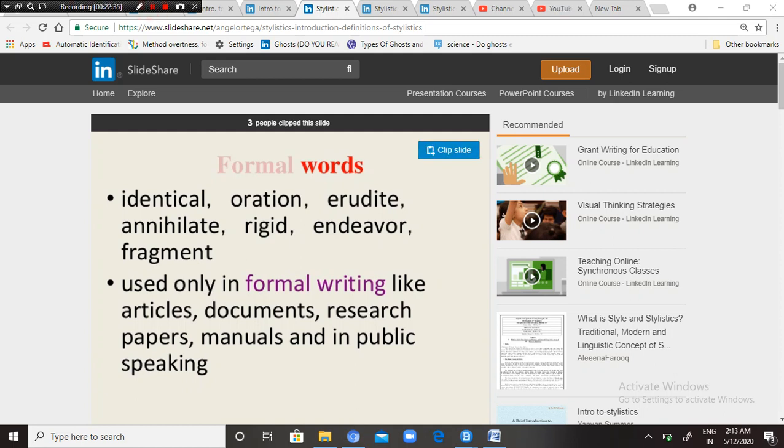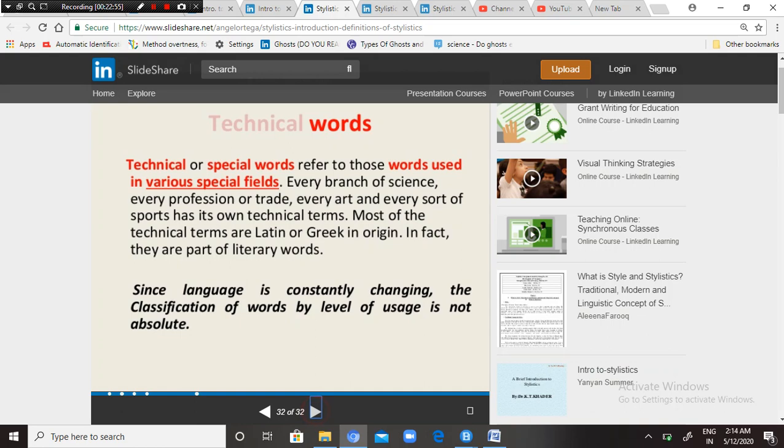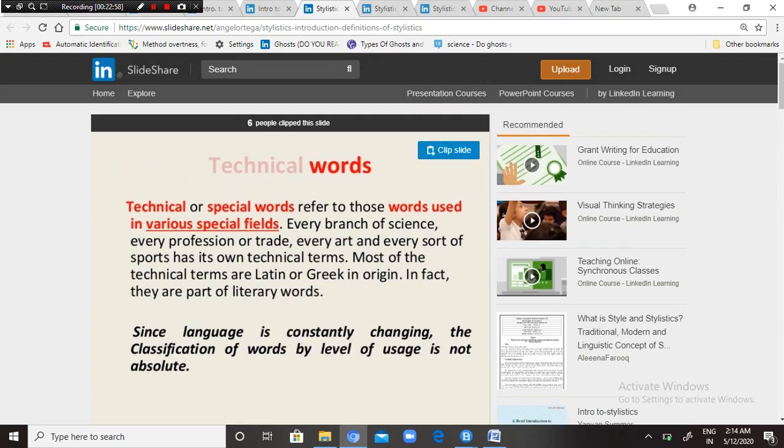Used all in formal writing like articles, documents, research papers, manuals, and in public speaking. Technical words refer especially to those words used in various special fields. Each branch of science, every profession or trade, every art and every sort of sport has its own technical terms. Most of the technical terms are Latin or Greek. In fact, they are a part of the literary world.